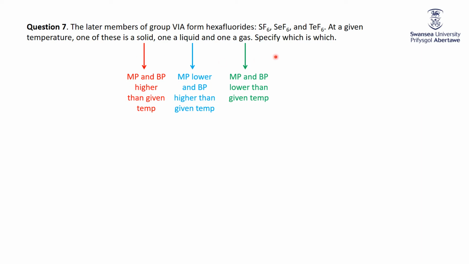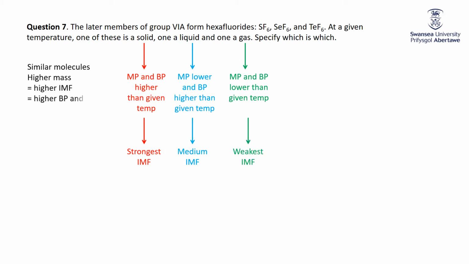So the one in red that's still a solid is going to have the strongest intermolecular forces. The one that's liquid is going to have the medium ones. And then the one in green here, the gas, will have the weakest intermolecular forces. Now we know, of course, that similar molecules, the ones that have the higher mass, have the higher intermolecular forces and thus the higher boiling points and melting points. So essentially what we're saying here is that this one is the heaviest, this one is the middle, and this one is the lightest of these.